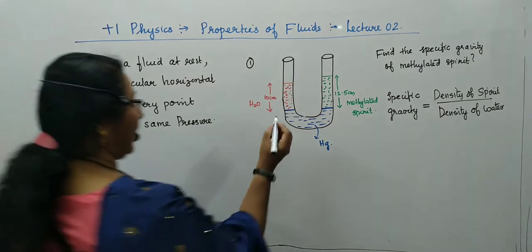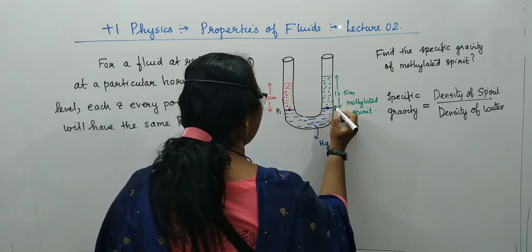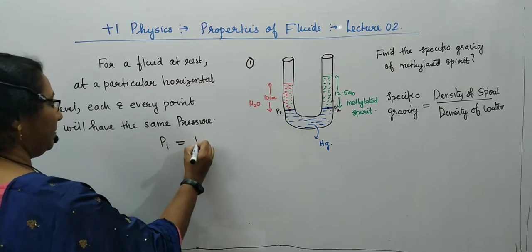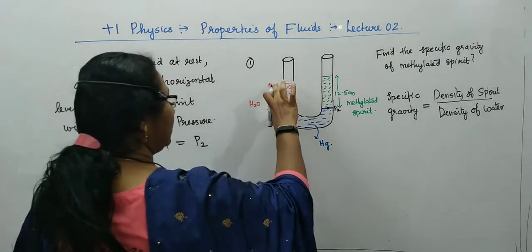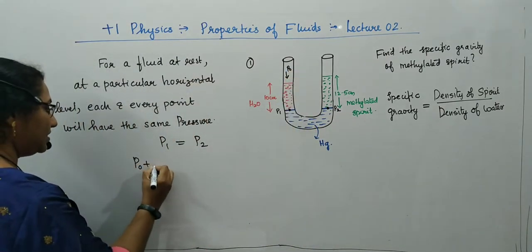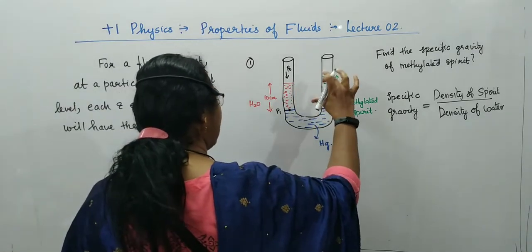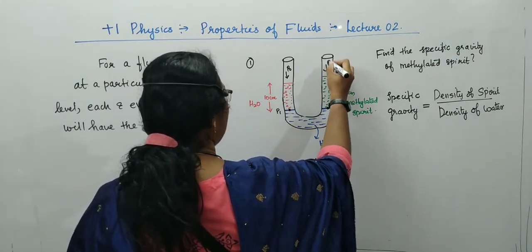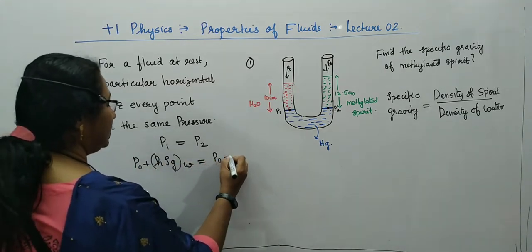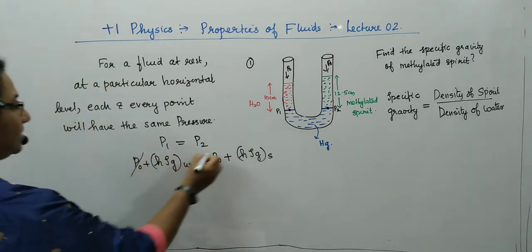The pressure remains the same, so we can say the pressure P1 is equivalent to pressure P2. Now we will use this equation: P1 is equal to P2. Who provides P1? 10 centimeter of water plus atmospheric pressure. So we can say P0 plus h rho g of water is equal to the 12.5 centimeter column of spirit plus P0. In the last class we said that as the depth increases, the pressure increases by a factor h rho g. So now it becomes P0 plus h rho g of spirit, methylated spirit, cancelling P0.